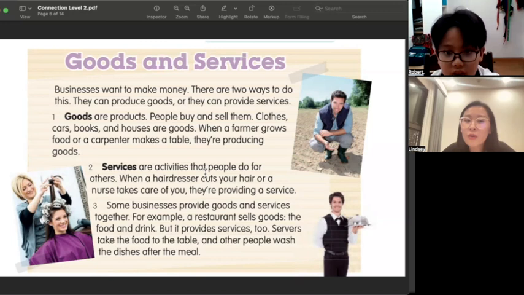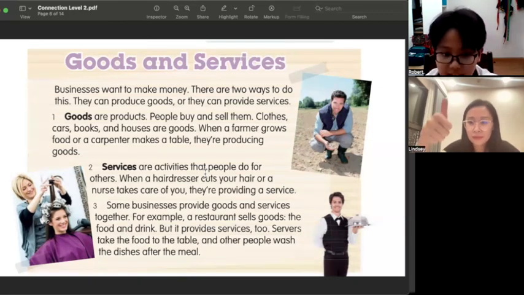Okay, now I want you to answer some questions about goods and services. So do you know what businesses want to make? The business wants to make money. Okay, so how can they make money? What can they produce and what can they provide? They can produce goods and they can provide services.